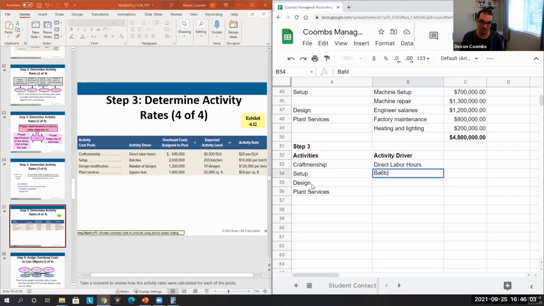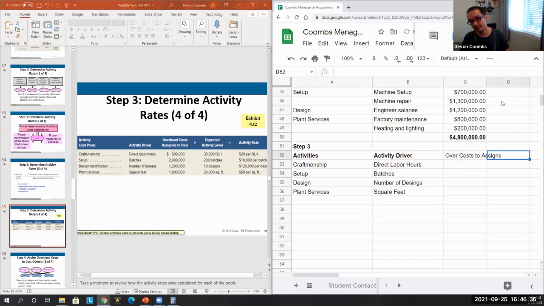Setup is probably batches, like how many batches are being completed in a setup. Design modification, well, we might say number of designs. And plant services, maybe that's square feet. How big is our plant and how much of that plant is being used by certain products? Because that's like our heating and lighting, which makes sense, right? That light has to be evenly distributed. And so we know the overhead costs to assign to these pools.